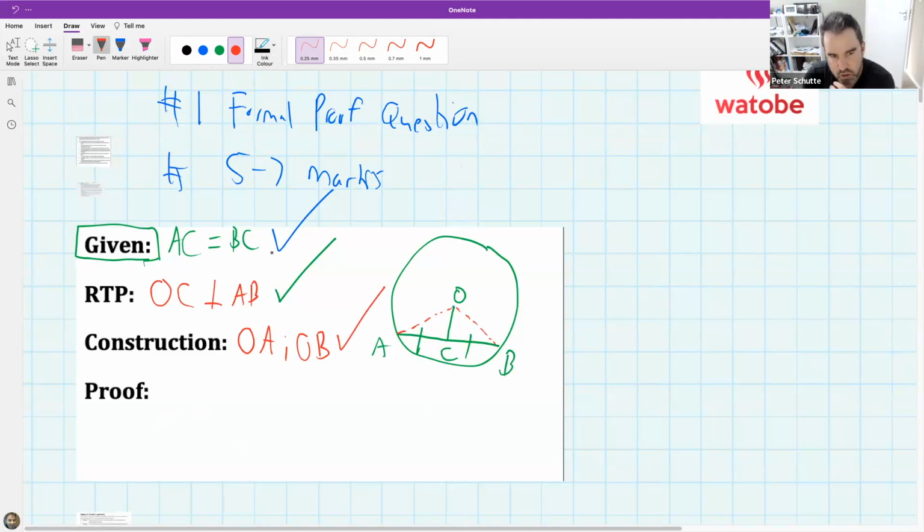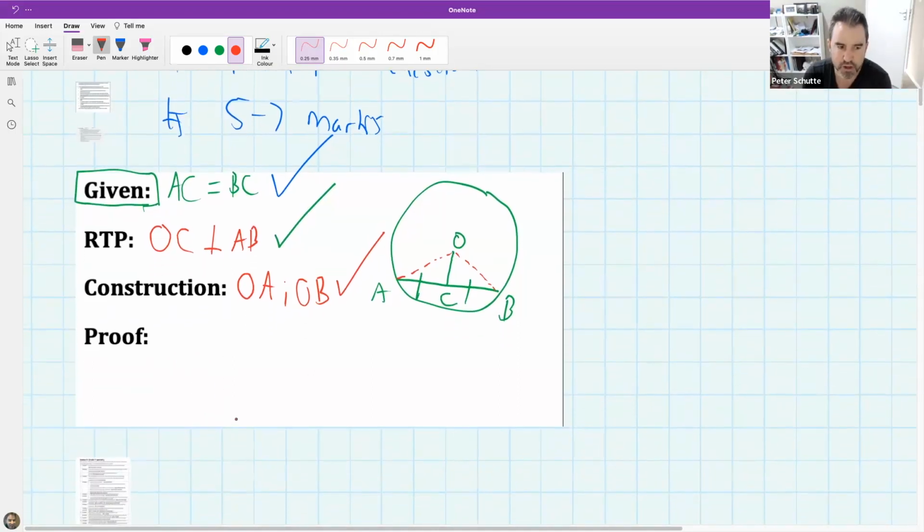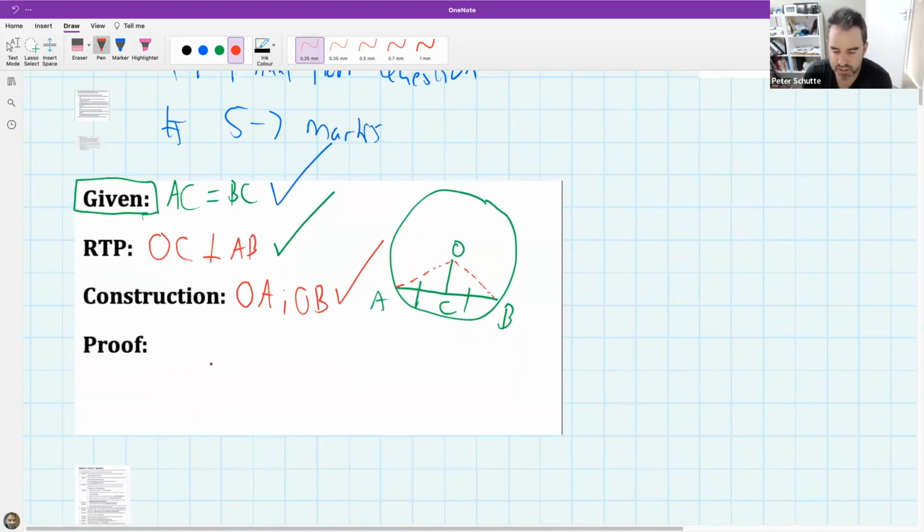Now, once you've done the construction, this is when the actual proof starts. And there are different ways to do the proof. But before we get going here, give me some of the tools that we normally use to help us prove something at this stage. So this is the 4th stage, the actual proof. We want to try and actually prove that OC is perpendicular to AB, but we normally have to use other techniques.